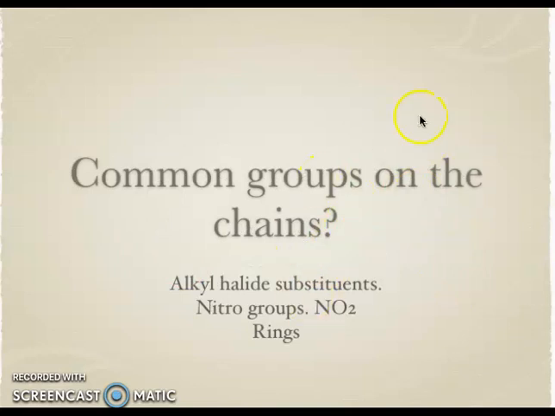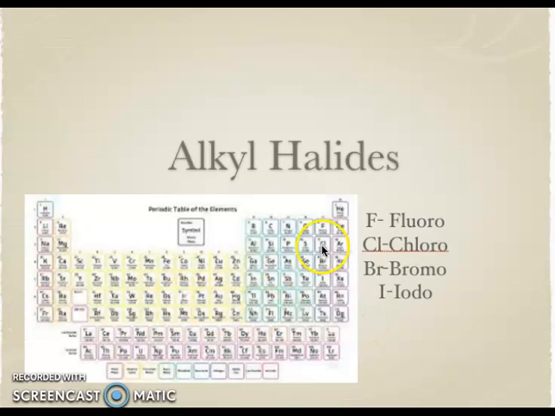These are the common groups that we're also going to talk about: alkyl halide substituents, nitro groups, which are just NO2s, and rings. Alkyl halides are going to be your group 7 over here, and they're just sticking off your chain. If it's a fluorine, which you will see abbreviated F, you'll say fluoro; Cl, chloro; Br, bromo; and I is iodo. And you'll put that at the beginning before your big chain, just like you would with anything else.